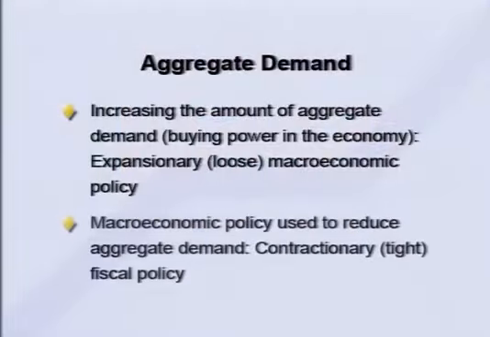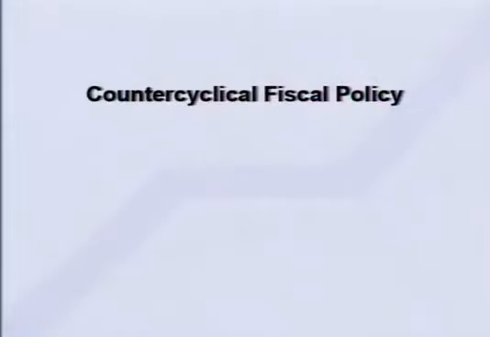The macroeconomic policies that are used to reduce aggregate demand, in contrast, are called contractionary policies or tight fiscal policies. So a policy of tax increases or a policy of spending cuts is going to be a contractionary or a tight fiscal policy. So with this terminology in hand, we now want to think about countercyclical fiscal policy.